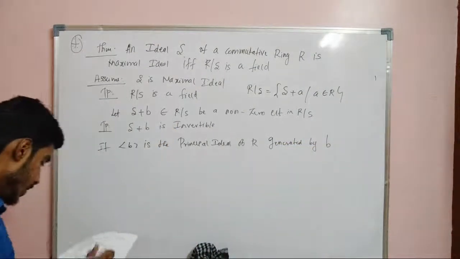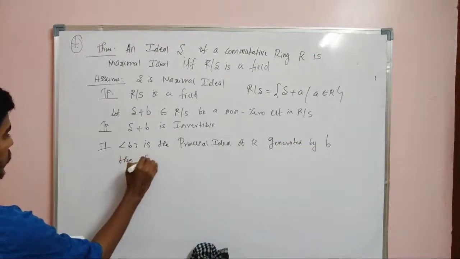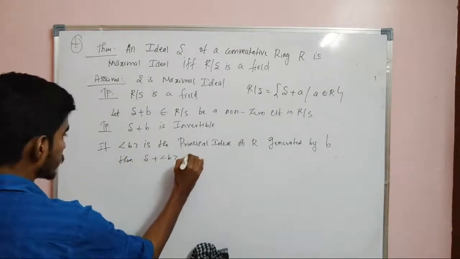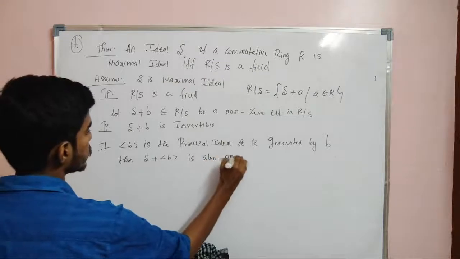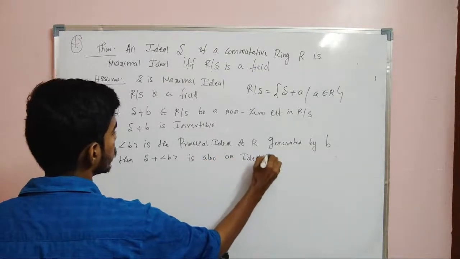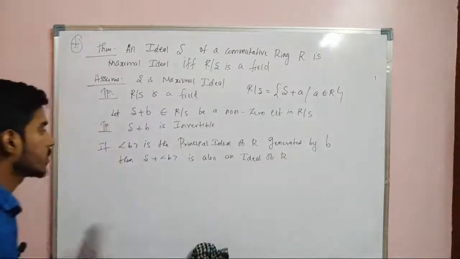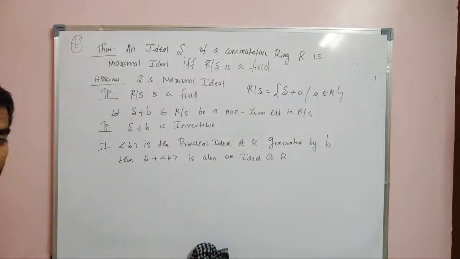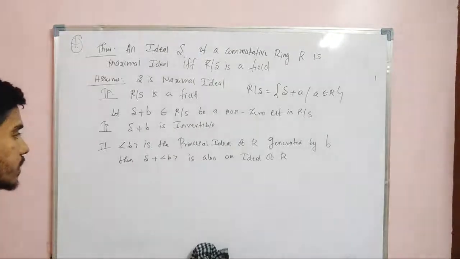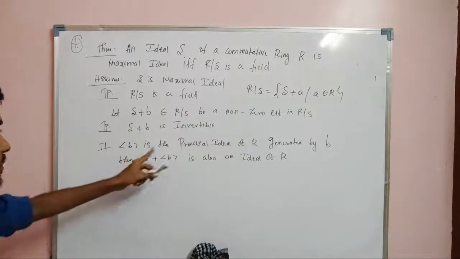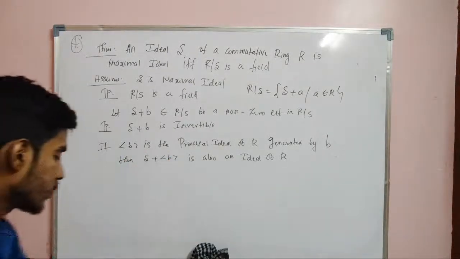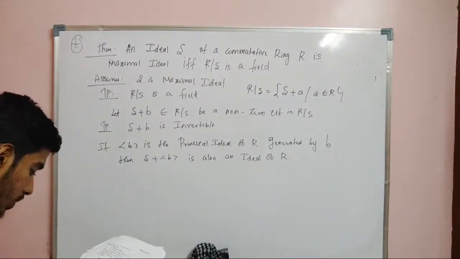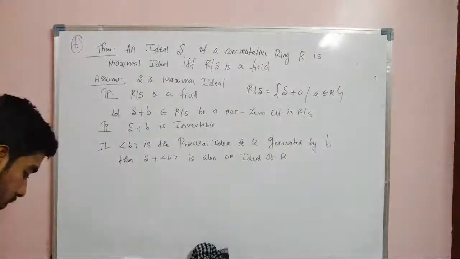Generated by B, then S plus B is also an ideal of R. Why? B is a principal ideal and S is already an ideal. The sum of two ideals is again an ideal. So therefore S plus B will be an ideal of R.